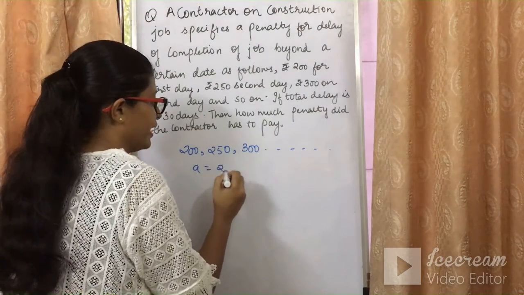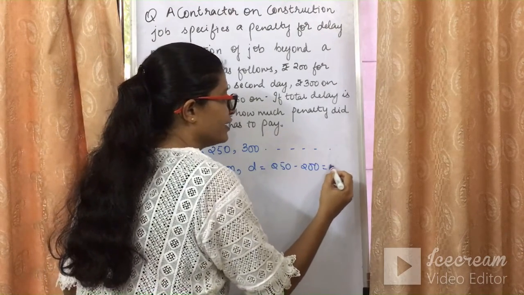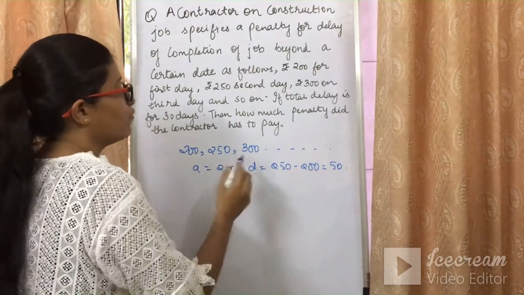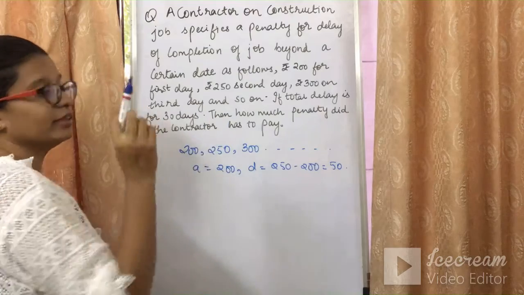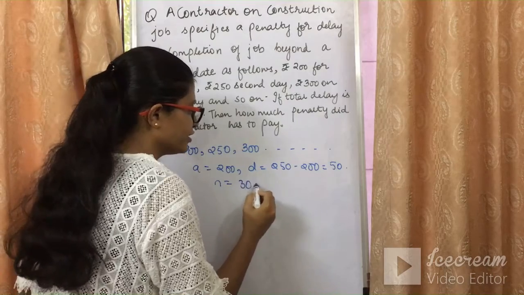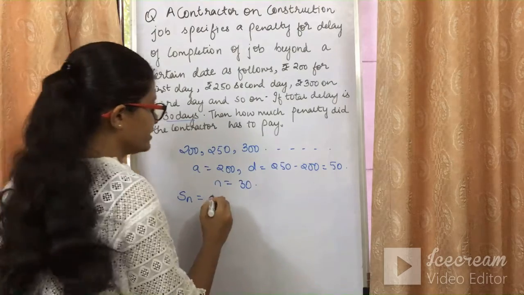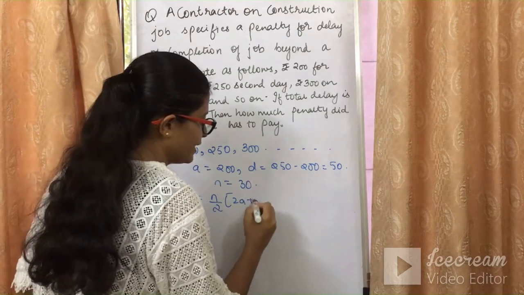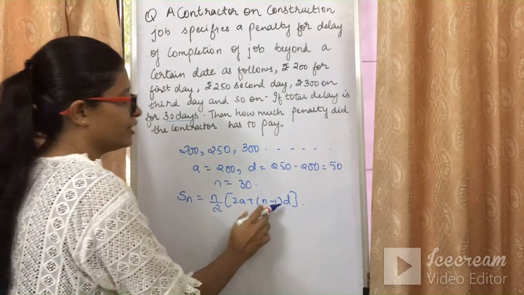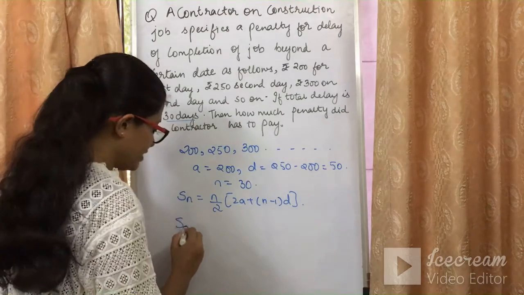So what is A in this? A will be 200, D will be 250 minus 200, which is nothing but 50. So 50 is the common difference of the series. And what we want is the sum for 30 days. So what is N over here? N is nothing but 30. So the formula for the SN term is N by 2 into twice of A plus N minus 1 into D. What all things do we have? We have N, we have A, we have D. So can we take out S30, the penalty for the 30 days?